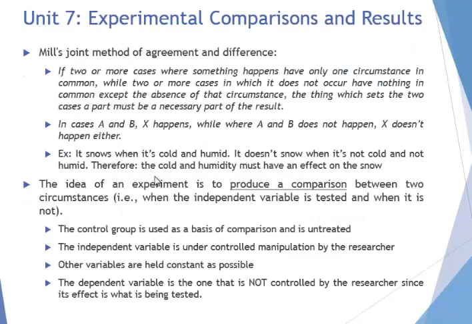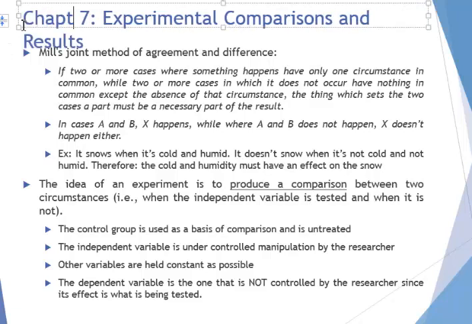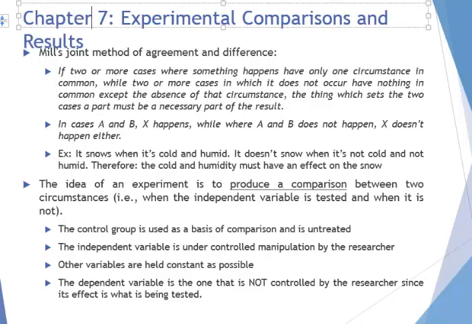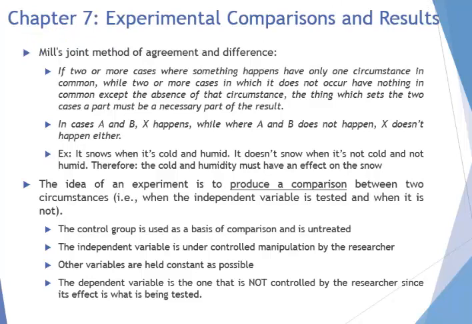Okay, Unit 7, or really Chapter 7 over here, is a little bit more complex than some of the things that we've gotten into so far. We're going to get into comparisons and results. First of all, we've got a concept. This is really more of a logical concept than a scientific concept. Mill's joint method of agreement and difference.